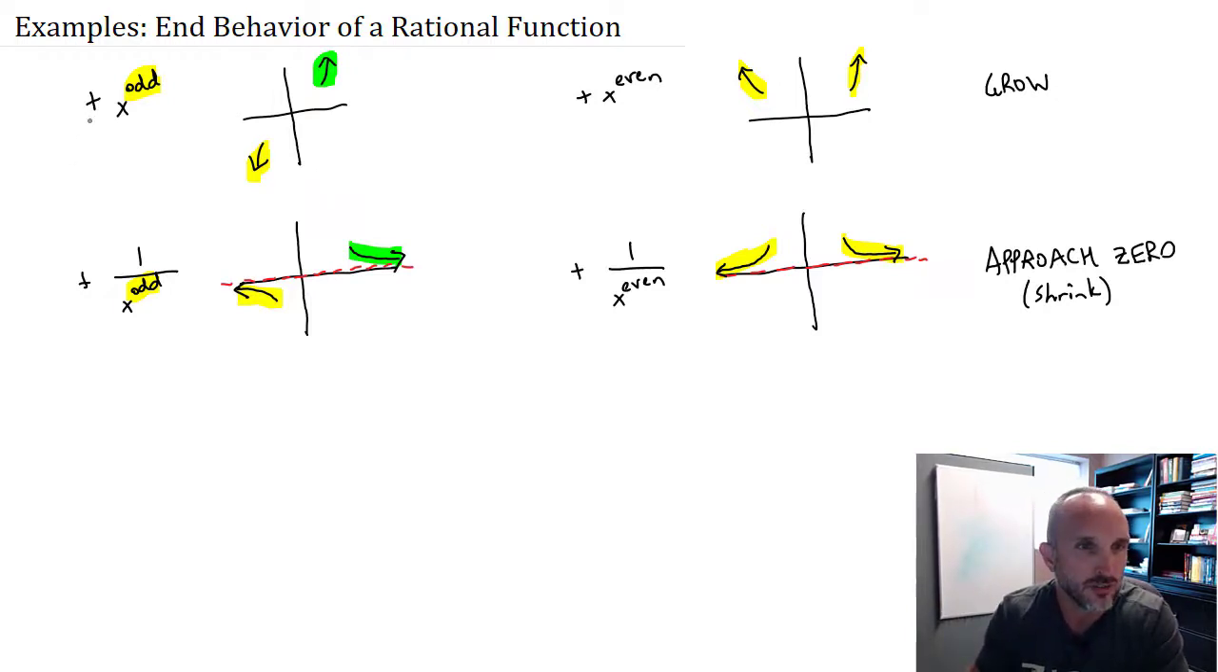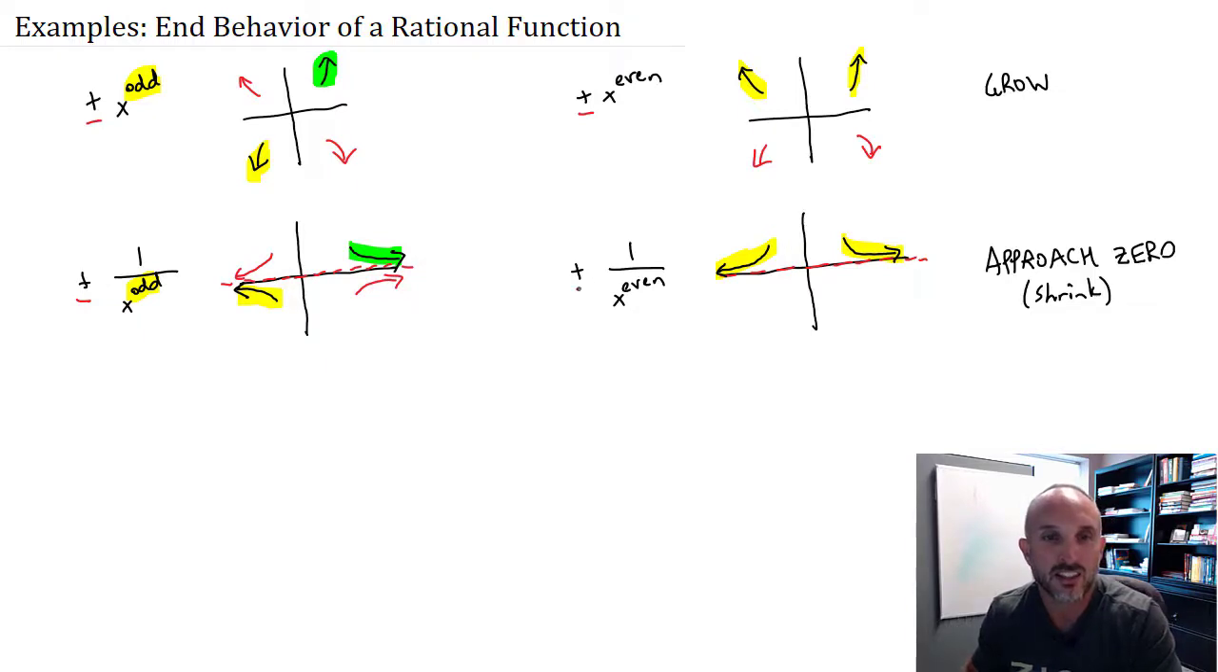So if this is a negative x to an odd, we know that it's positive, negative. If it's negative x to an even, both ends are negative. If it's negative 1 over x to an odd, well, the left side is going to be positive and the right side is going to be negative. And if it's negative x to an even, the left end is negative and the right end is negative. So I don't like to think of the negatives as being completely different end behaviors. It's just the end behavior flipped over the x-axis.